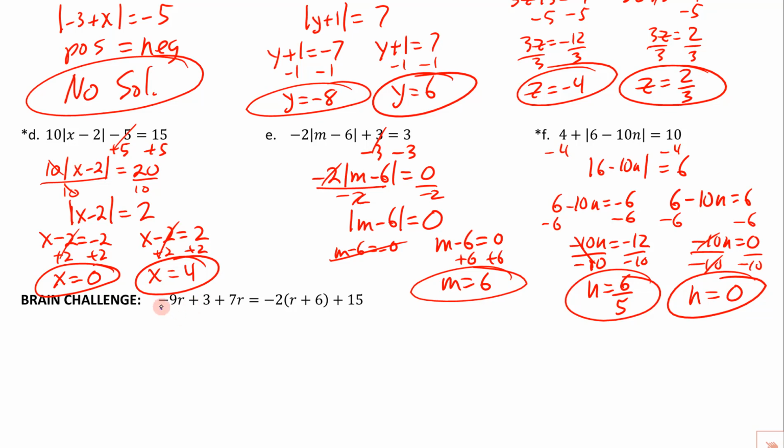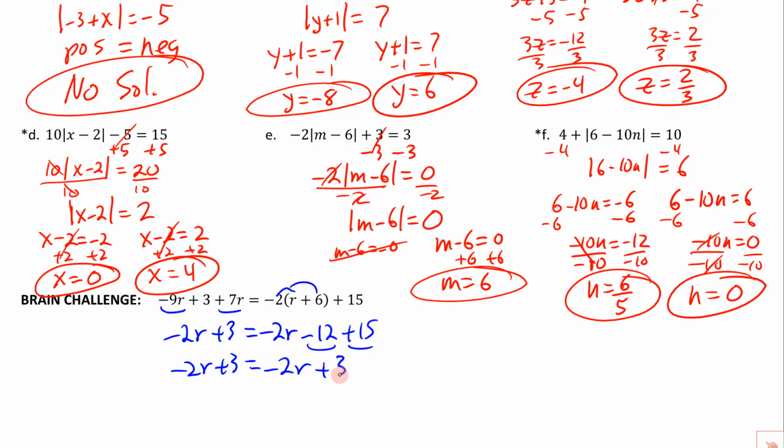All right, we do need to combine these, so we have negative 9r plus 7r, that's negative 2r plus 3. And then over on this side, we're going to distribute through, so this is negative 2r, this is going to be minus 12, and then plus 15. So we get negative 2r plus 3, and then we'd combine these, negative 2r, and this would be plus 3. At this point, you could stop and you could know what the answer is, because negative 2r plus 3 equals negative 2r plus 3. There's nothing we can do to mess that up, so this is going to be infinitely many solutions.